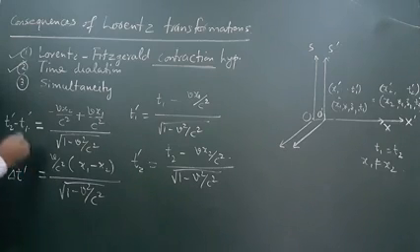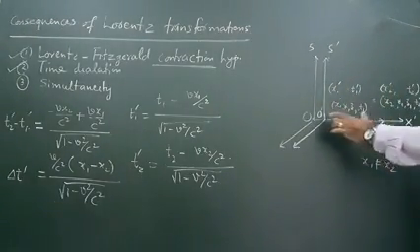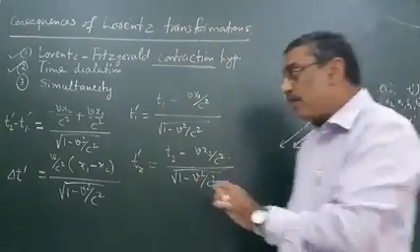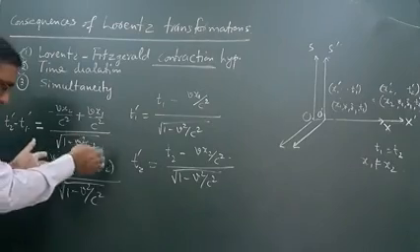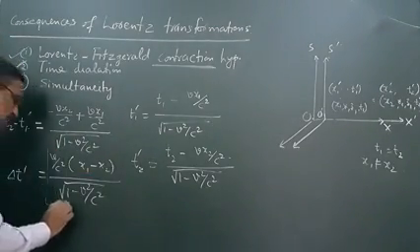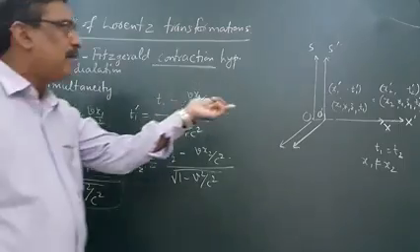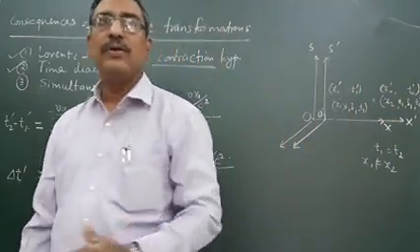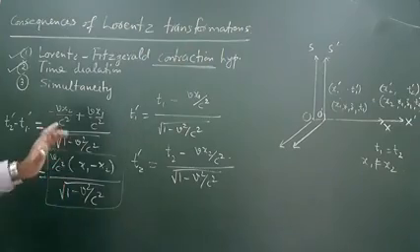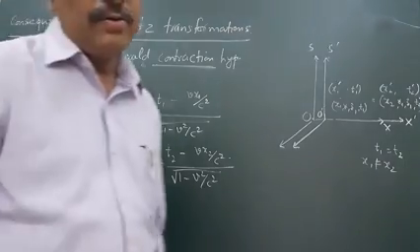Now delta T means these two events are happening at the same time, therefore delta T in the first frame is 0, and from here we find delta T dash is something positive. So this factor shows that the simultaneity in the first frame is no more simultaneity in the second frame. Therefore, we can conclude that simultaneity is not an absolute phenomenon but a relative one. Thank you to all.